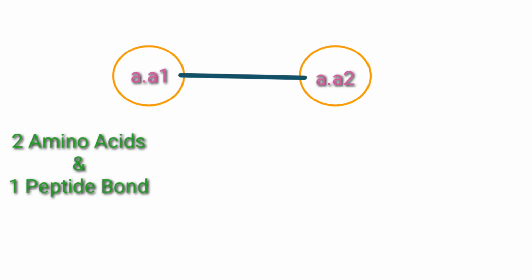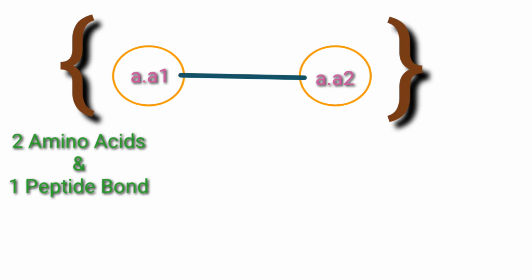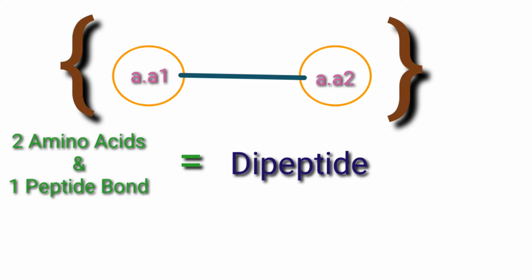These are two different reactions, opposite to each other, based on water molecule addition or removal. So in this case we have joined two different amino acids by removing a water molecule, and the result is formation of a peptide bond between two amino acids. Here you can see that there are two amino acids and one peptide bond. That's why this structure is known as a dipeptide.